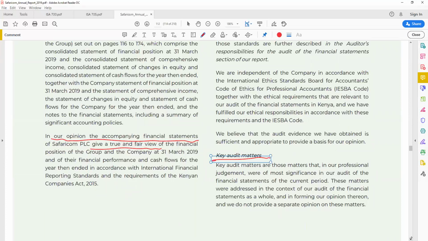These are the accounts of PwC, Safaricom, shareholders of Safaricom. Let me just go through it. Key audit matters are those matters that, in the auditor's professional judgment, were most significant in the audit of the financial statements of the current period.